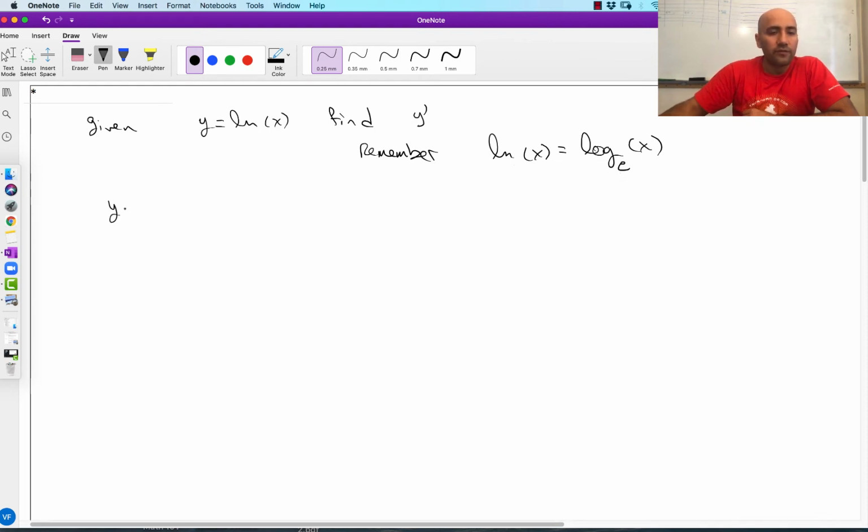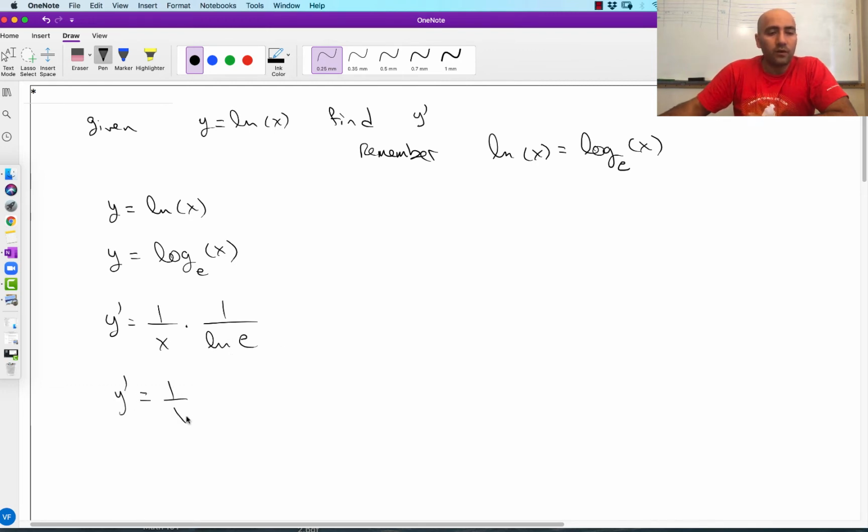So let's find that derivative. Y equals ln of x is the same thing as log base e of x. Same thing. Okay, and so now we can find our derivative. Y prime is equal to 1 over x times 1 over ln of e, which becomes a 1. So y prime equals 1 over x times 1 over 1. And so y prime equals 1 over x.